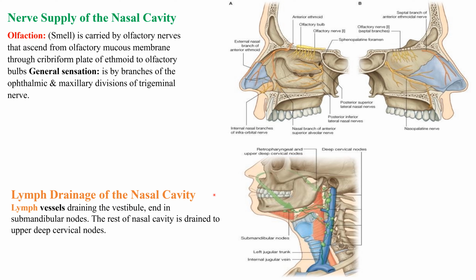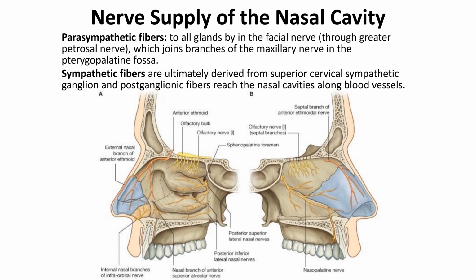The lymphatic drainage goes through the vestibule to the submandibular nodes, and the rest of the nasal cavity drains to the deep cervical nodes. So there are two parts, superficial and deep, to the lymphatic structure. This is the nerve supply as we described it.